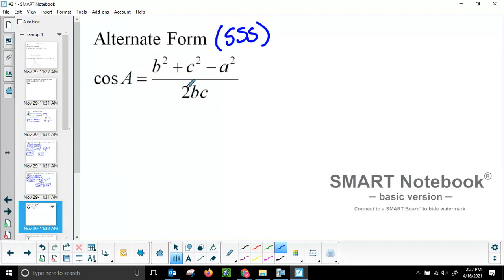Also, you can flip this one around like we did the other ones, but you will never ever need to. The reason why is that if you're given all three sides, you're always going to have A, B, and C, so you can always find angle A first. So you don't have to worry about flipping this around ever, okay?